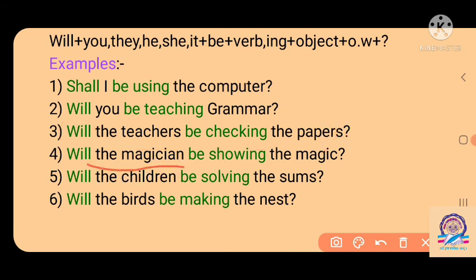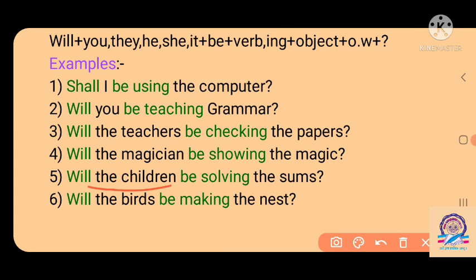Then "the magician" is given here as a subject. For making the interrogative sentence we have to keep will first, then the subject the magician, then be we have to keep, then show changes into showing, we have to do the ing form of the verb, then the magic, and last we have to keep the question mark here.